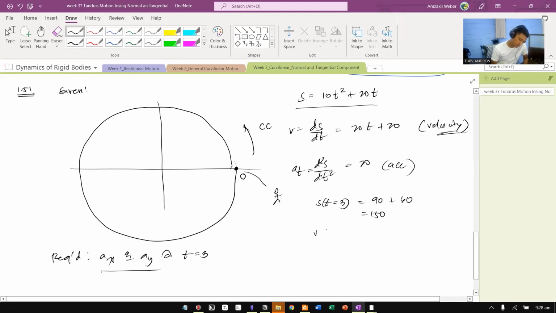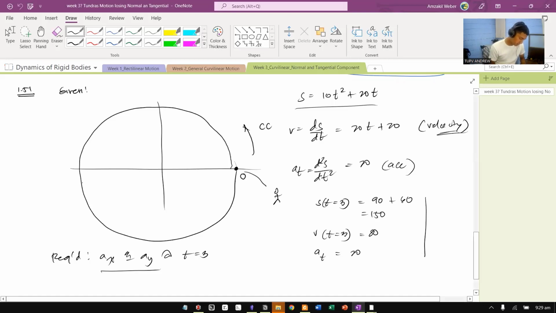Now, the velocity, although this is not required. Plugging in 3, plus 1, we get 80. And of course, our tangential acceleration is 20, independent of time. Okay, now we have these values. Let's project this onto the graph.